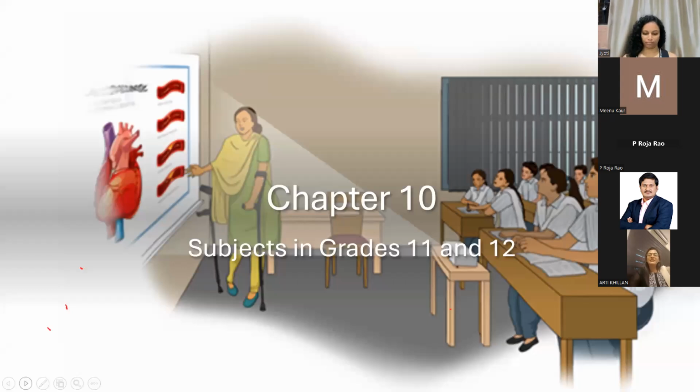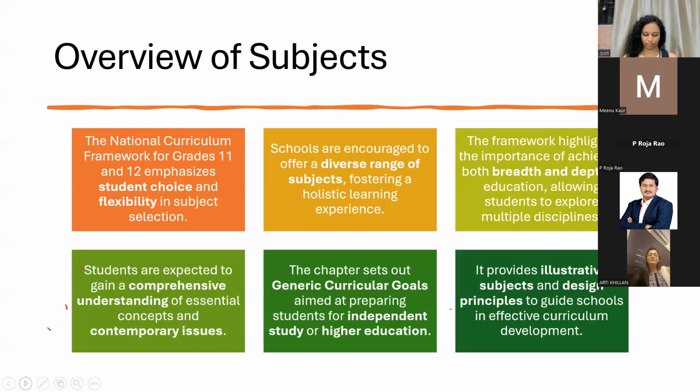Moving on to the next slide. Now we can see the national curriculum framework for class 11 and 12. It emphasizes students' choice and flexibility. The schools are encouraged to have a diverse range, as I told you. The framework highlights the importance of achieving both breadth and depth in education. Breadth means they can select from a wide range, and depth is about how the content has been decided, what the learning principles are, and what principle was guiding how the content had been made.